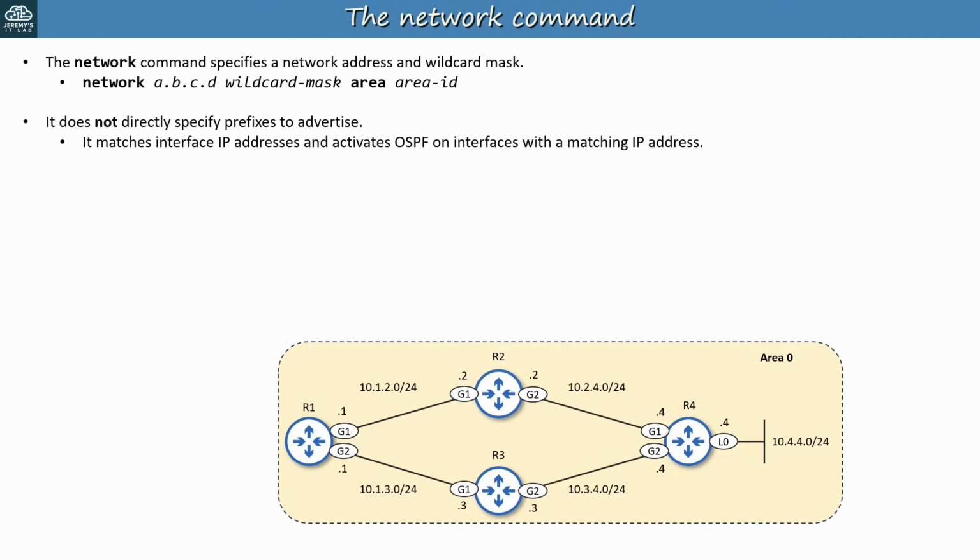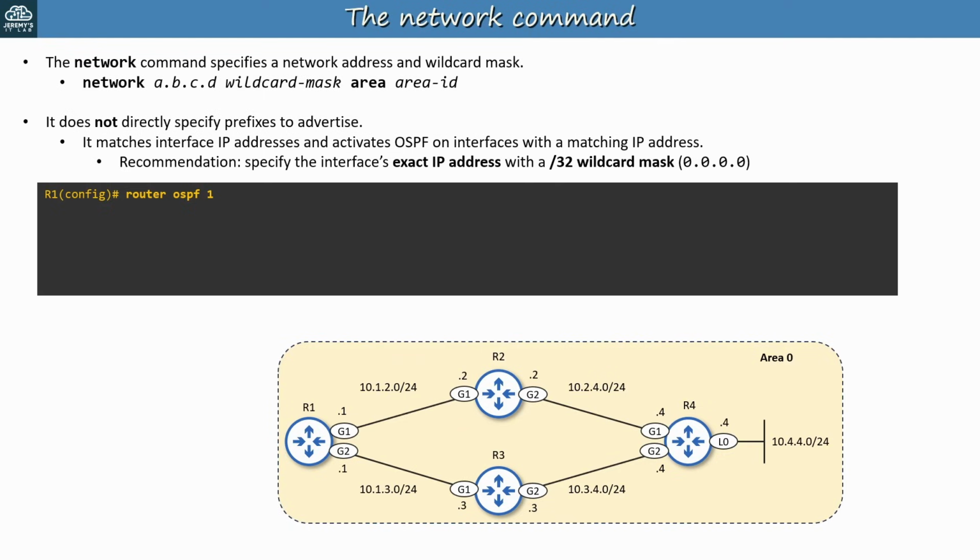So it's very flexible. As long as the proper bits match between the network address in the command and the interface IP address, OSPF will be activated on the interface. My recommendation is to specify the interface's exact IP address with a /32 wildcard mask. That means you won't accidentally activate OSPF on an interface you don't want to.